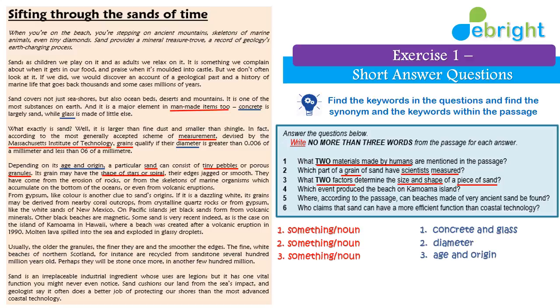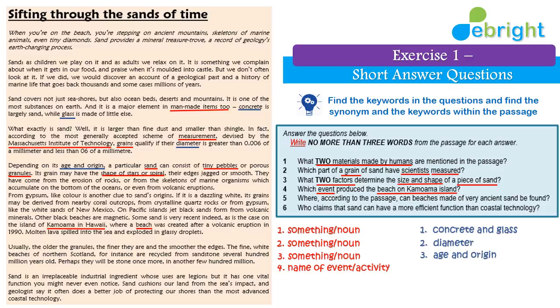Let's move to number 4. Which event produced the beach on Kamwama Island? Let's find the keywords. The first keyword is event, and then we need name of event or activity. And the second keyword, beach on Kamwama Island. So whenever you find the word Kamwama Island in the passage, the answer might come close to those keywords. You've got Kamwama Island in the end of fourth paragraph over there, Kamwama in Hawaii.